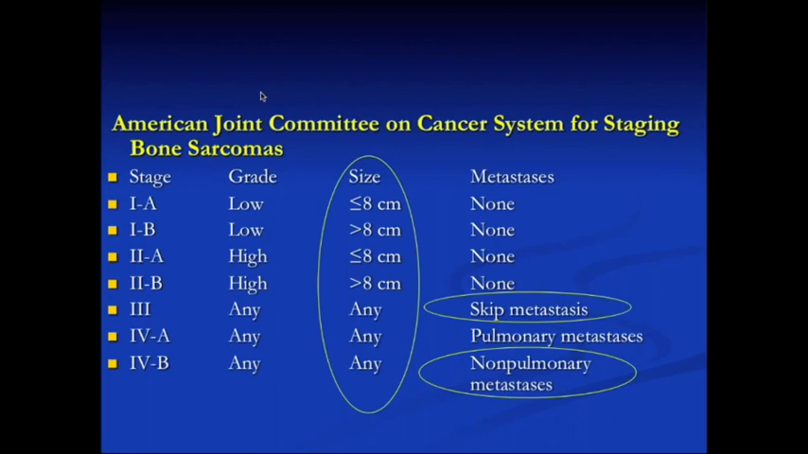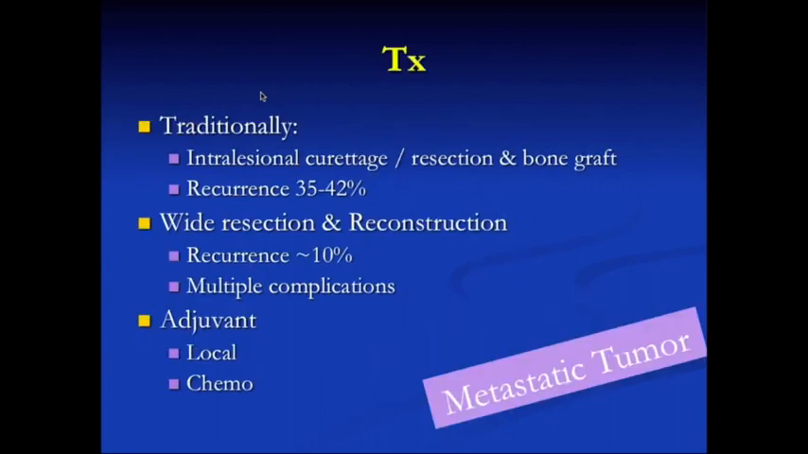So the treatment: benign lesions, if latent, are kept under observation. If aggressive, they invariably need a surgical treatment. Traditionally, it would be an intralesional curettage or a resection if an expendable bone, with bone grafting. In a very, very aggressive lesion like a giant cell tumor, there could be a recurrence rate of up to 30 to 40%.